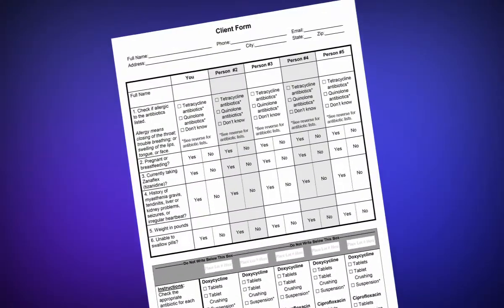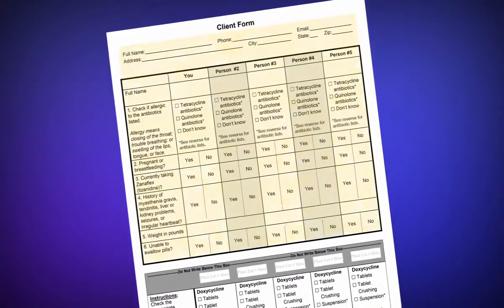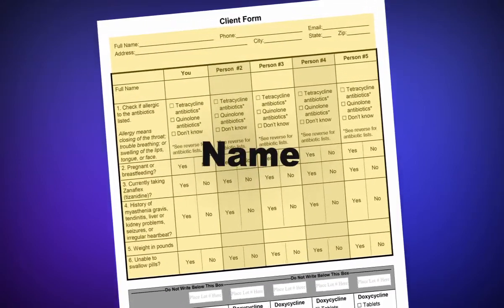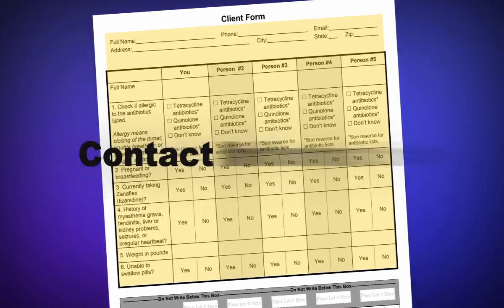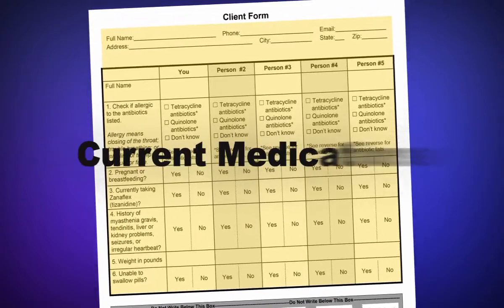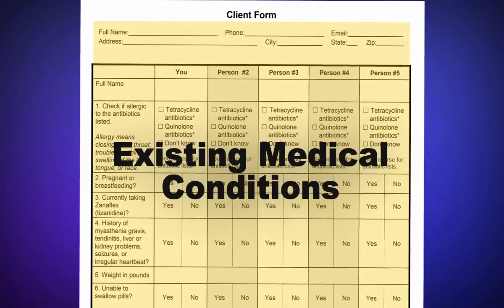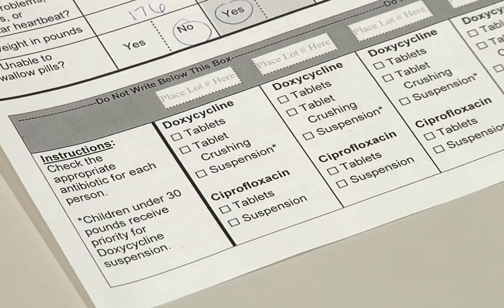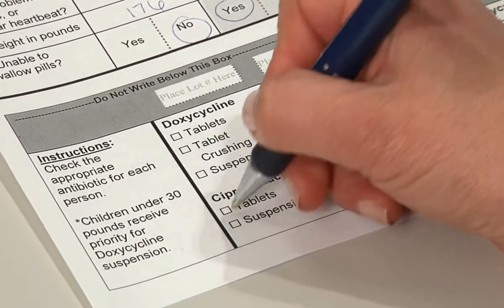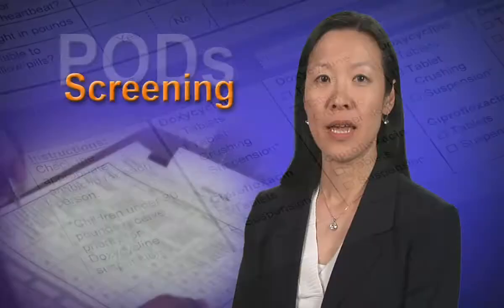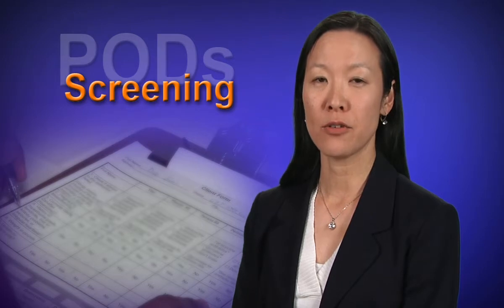The form you review will likely be divided into 2 sections. The first section will be filled out by the client, which will require information such as name, contact information, children's weights, current medications, medication allergies, or existing medical conditions. The second section will be filled out by you, the screener, which will require noting the appropriate MCM for each person on the form. It's important to remember each state has its own screening form, which means it's likely you'll see a variation of required client information.